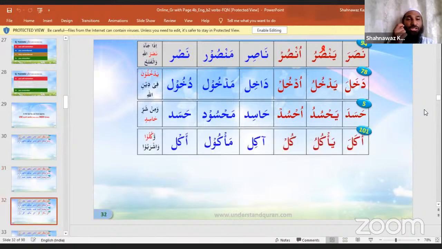Akala is to eat. Akala ya'kulu, kul. Akala, he ate. Ya'kulu, he is eating. Kul is to eat. Again, the difference of qaf and kaf. If you say kul, it means to eat, and if you say qul, it means to say. So whenever you're reciting, it shouldn't be confused. That is why the difference of pronunciation is extremely essential, so that the meaning stands out very clearly.